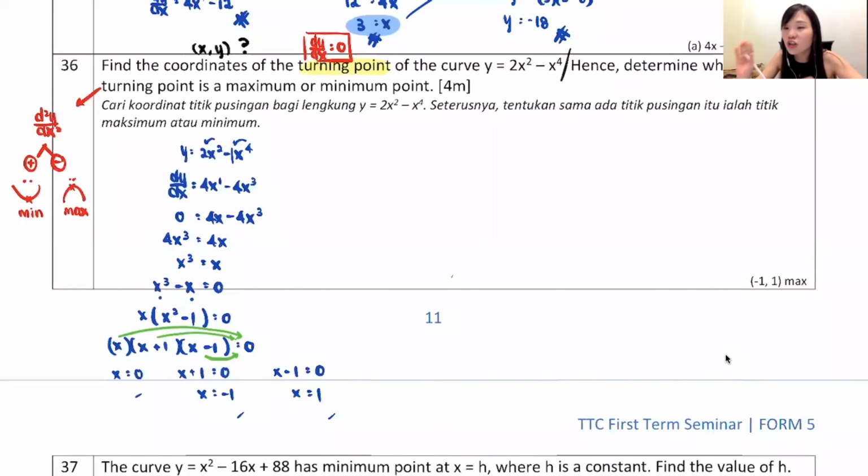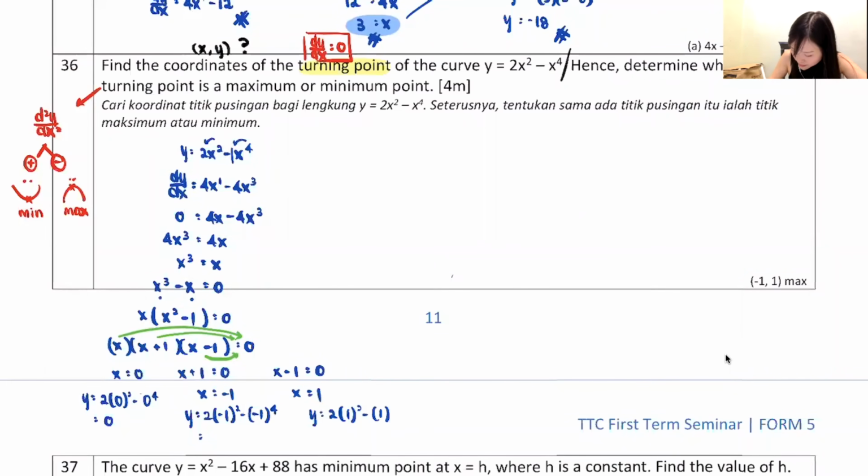Because they are powers, they will have happy, sad, happy, sad, happy, sad. So that's why they will have 3 turning points. But remember, a turning point not only has the x, but also has the y. How do we get the y? I sub back into the y equation. So I get 0. This one, I will sub negative 1. This one, I will sub 1. So 2 minus 1, 1. 2 minus 1, 1.